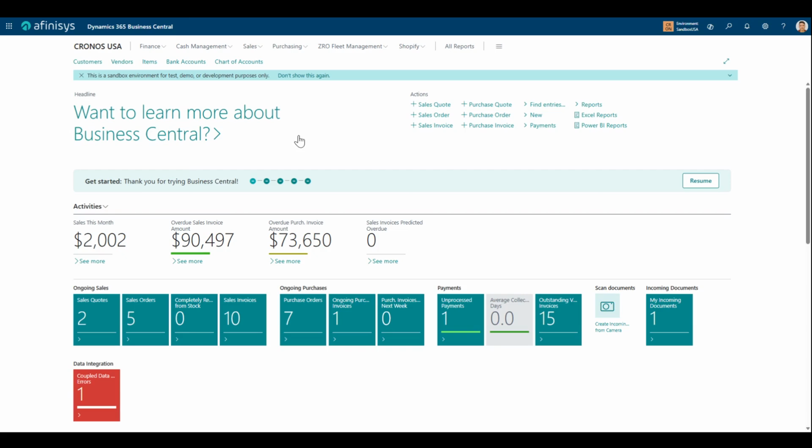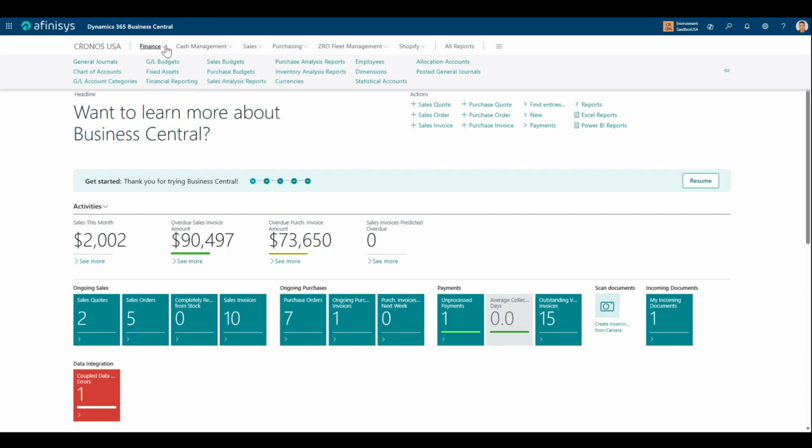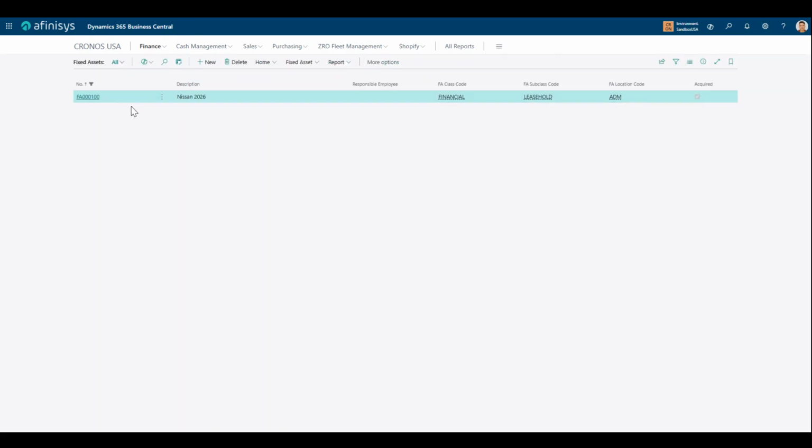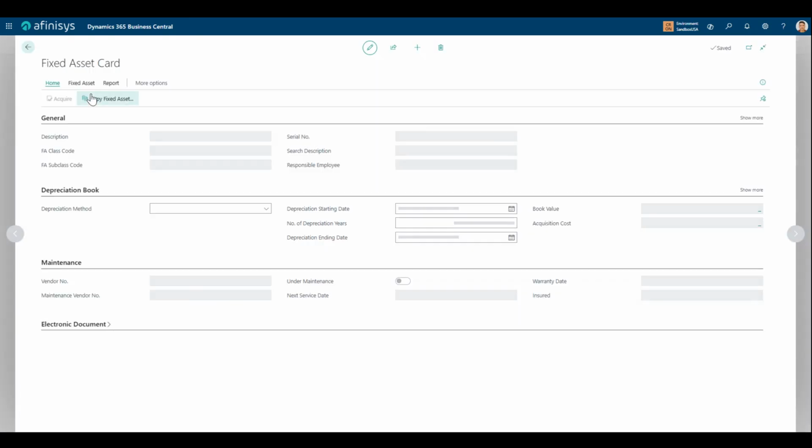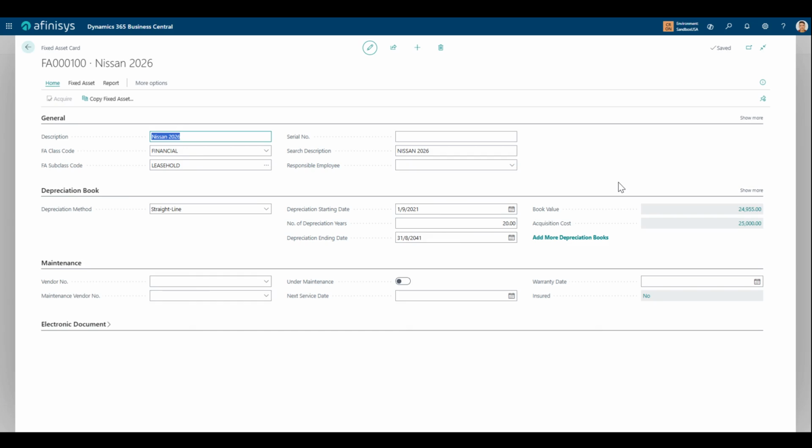Let's move to fixed assets. Here you manage the full lifecycle of an asset, from purchase to depreciation. For example, buying a vehicle, it stays centralized and controlled. The system calculates depreciation based on the useful life, and in the same place, you record maintenance, insurance, and the person responsible for each asset.